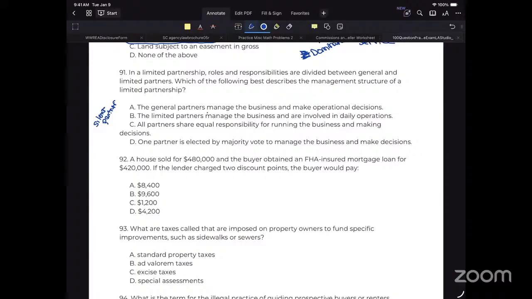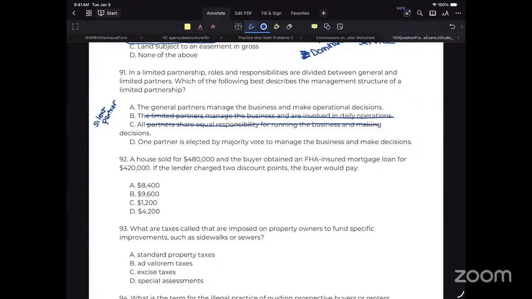The general partners manage the business and make the operational decisions. All right. Yes, I like that. The limited partners manage the business. No, the limited partner is the silent partner. All partners share equal responsibility. No, because you've got a limited partner.